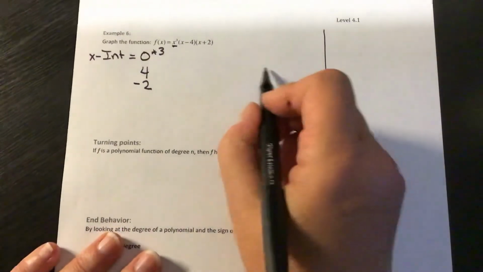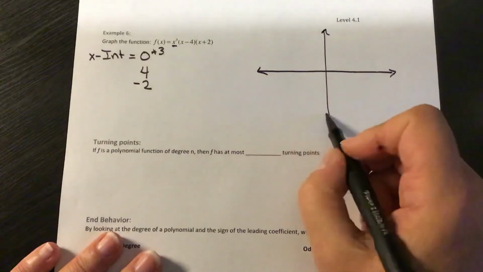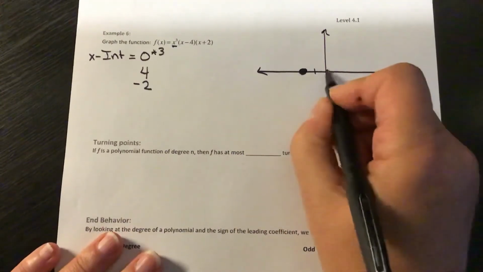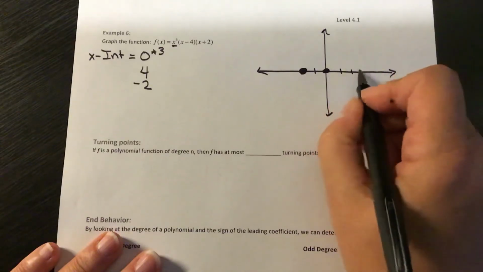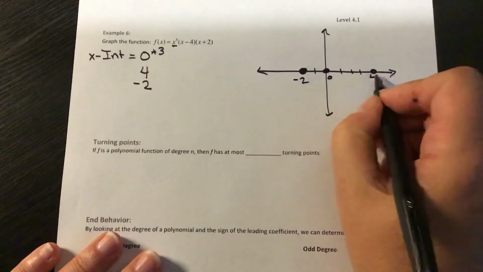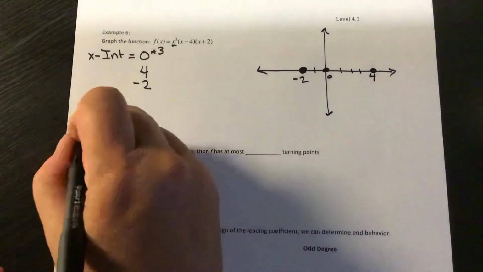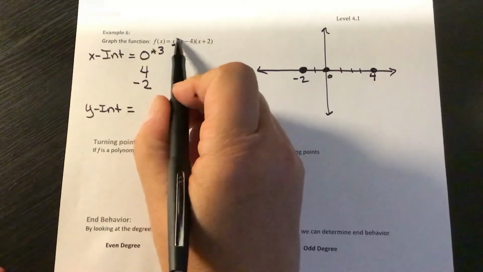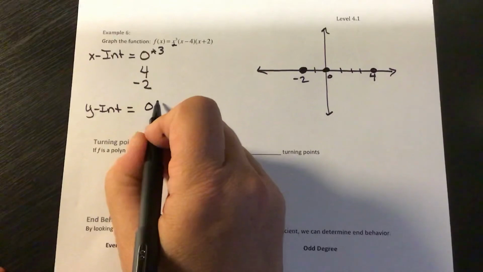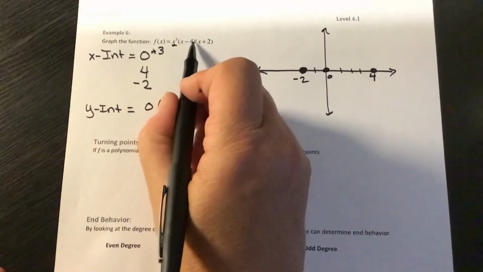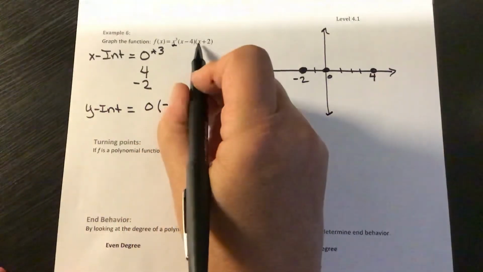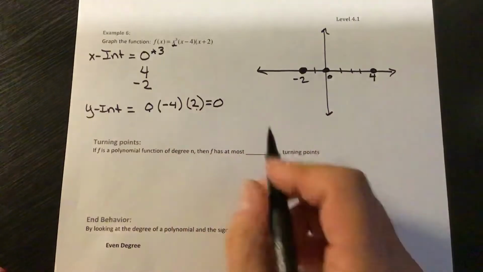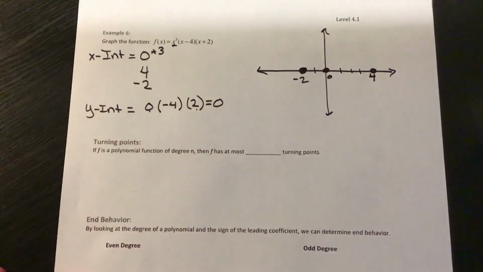So if I go to graph this, and if I just put on here my x-intercepts, so I have -2 here, I have one at 0, and then I have one at 4. I can also find my y-intercept by plugging in 0 for x. So if I plug in 0 and I cube it, I get 0. And then I have x minus 4 is -4, and then x plus 2 is +2. It doesn't really matter what these are, because if I multiply by 0, I'm going to get 0. So my y-intercept here is going to be 0.